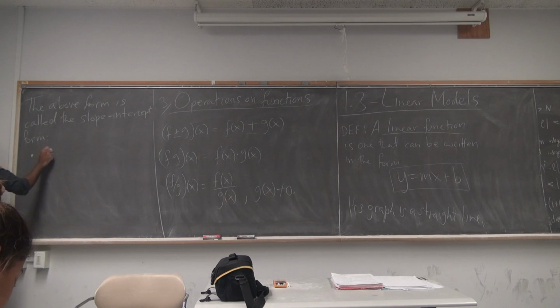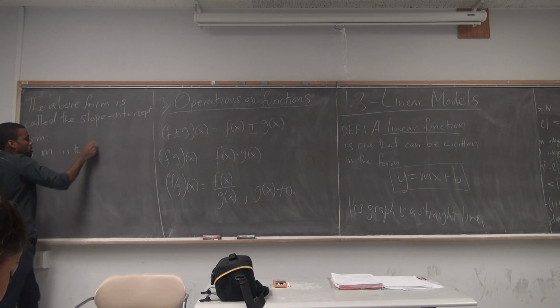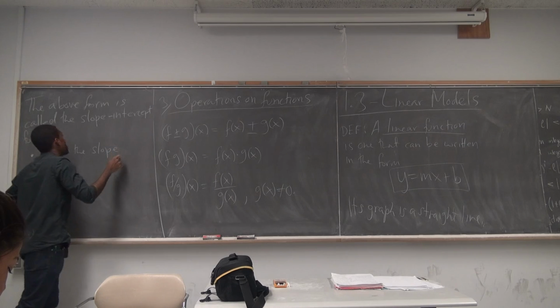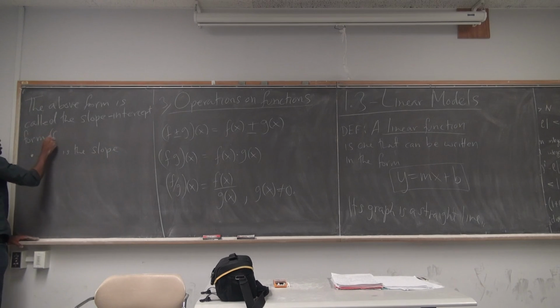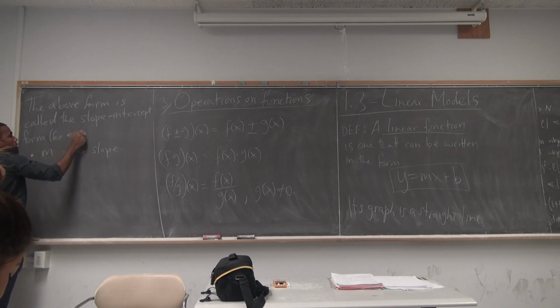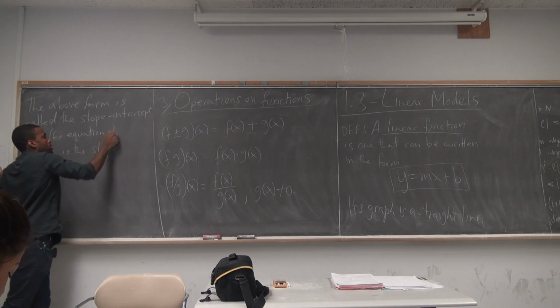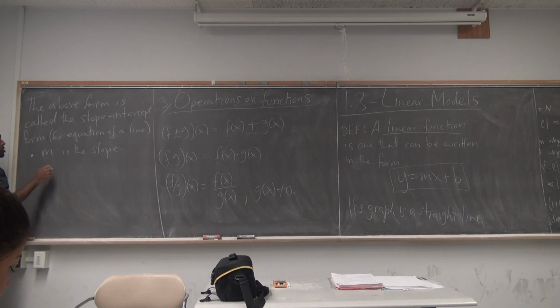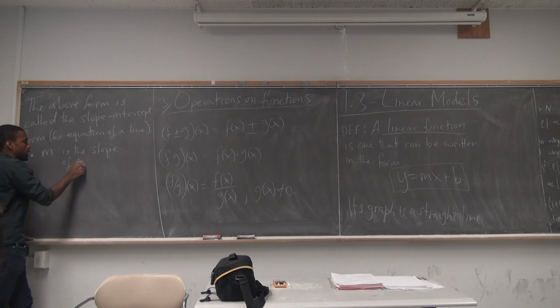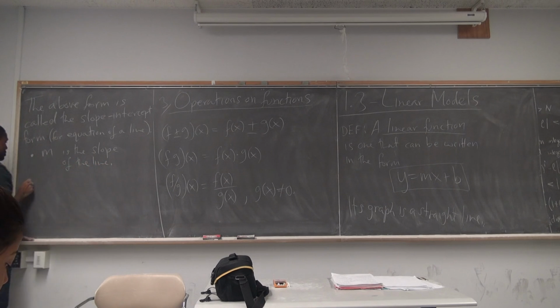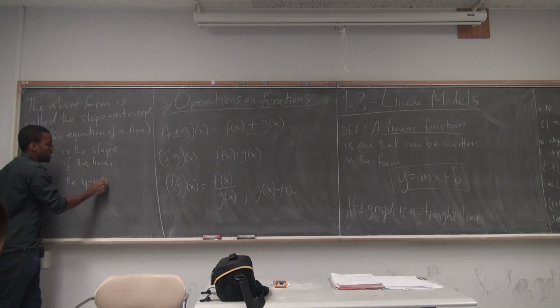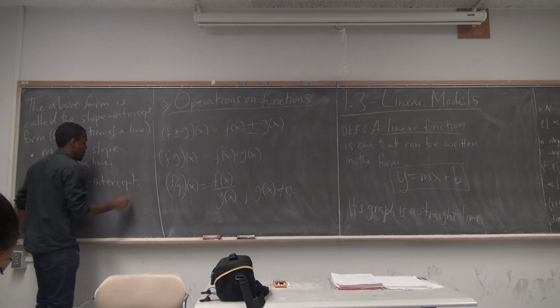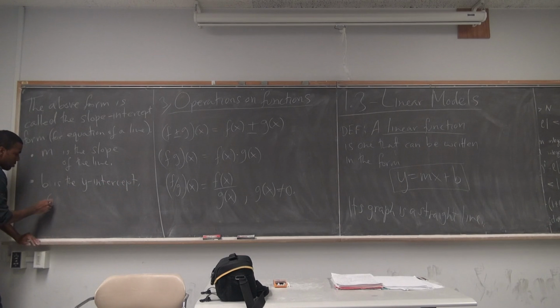Notice here that m is the slope of this line for the equation of a line. M is the slope of the line. B is the y-intercept of the line. That's basically the point where it touches the y-axis.